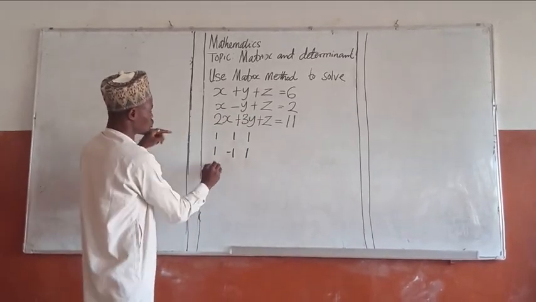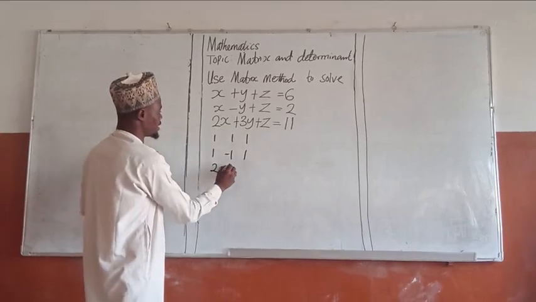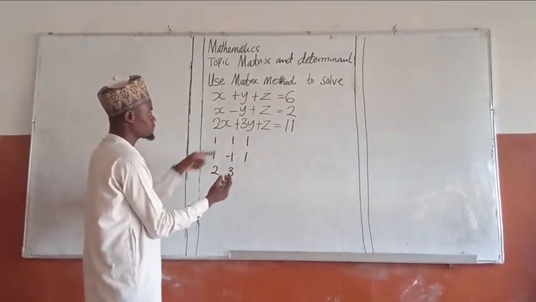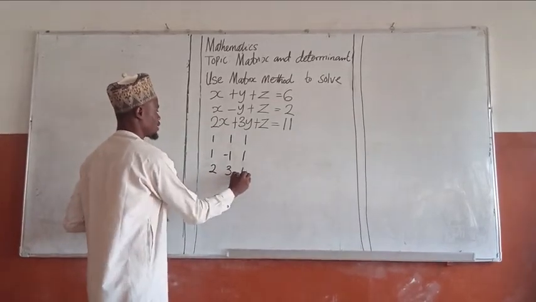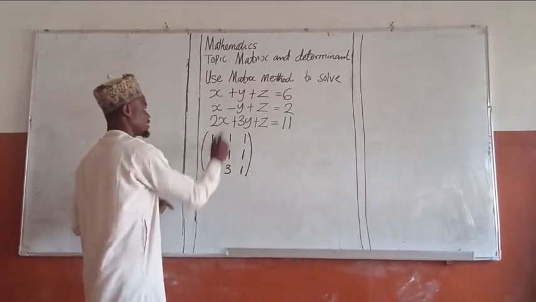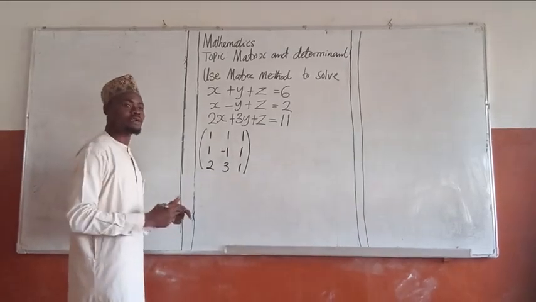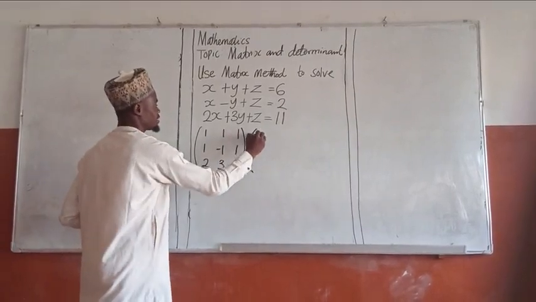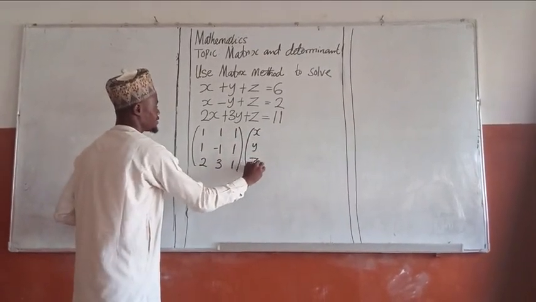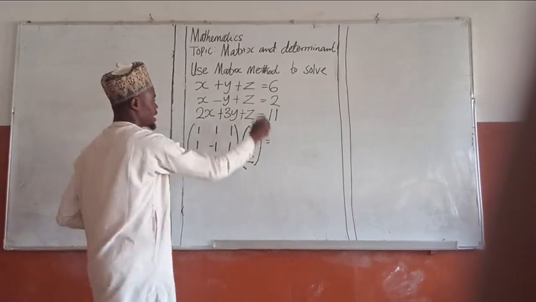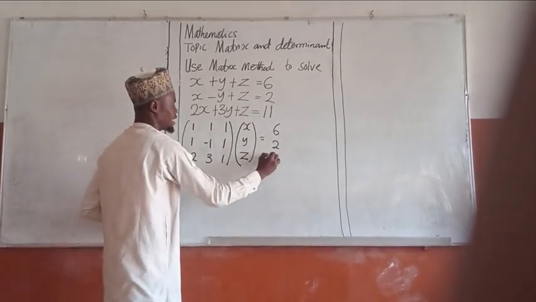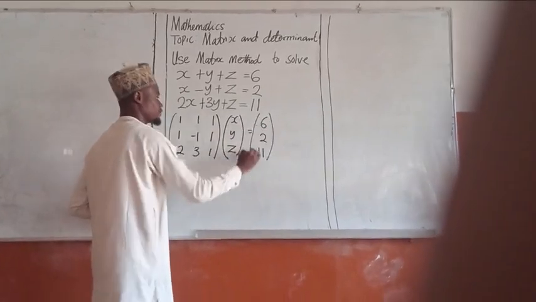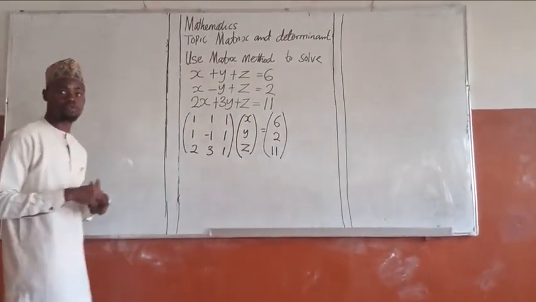The coefficient of x here is 2. The coefficient of y here is 3, because I'm not going to put any sign. The coefficient of z here is 1. This is the matrix form of this. And what are we looking for? We're looking for x, y, and z, which are multiplied by this matrix, and it is equal to the answers, which are 6, 2, and 11. So this is the matrix form, I've transformed it to matrix form.